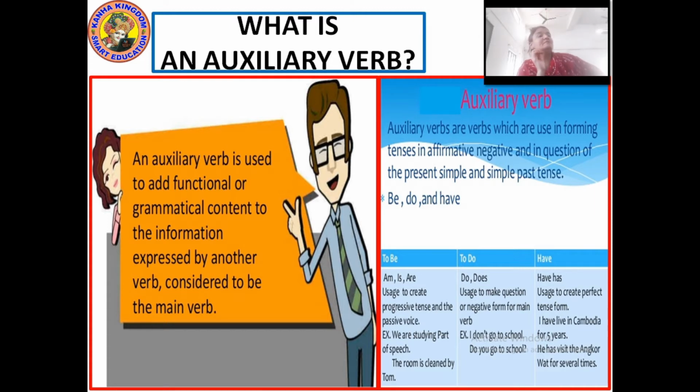Next, do. For do, which auxiliary verbs are used? Do and does. How could we use them? They are used to make the question and negative form of the main verb. For example, I don't go to school. It is a negative sentence: do not go to school. The short form of do not is don't.